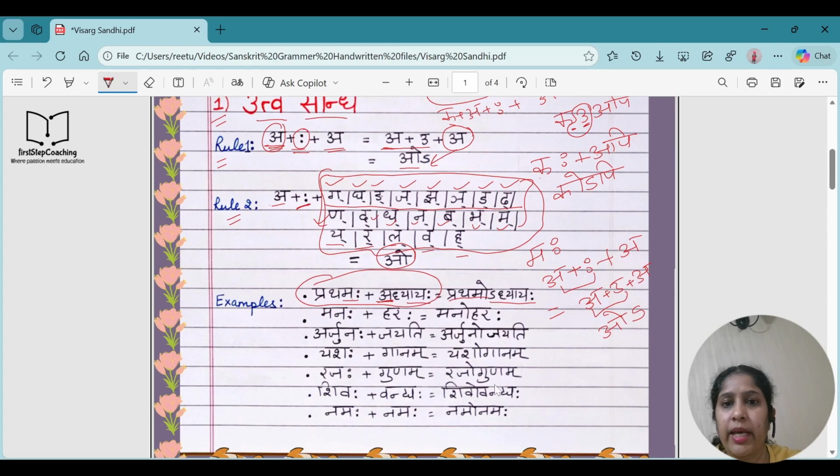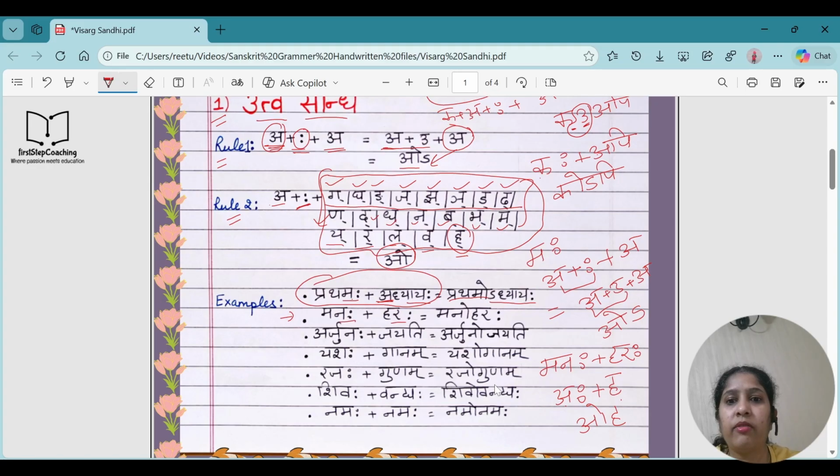Correct. Now if we see the example, it is manaha plus haraha. What is happening? The first word is ending with a and a visarg, and the second word is starting with ha. Ha is actually in our rules, so yes, that is valid for Utva Sandhi. Now a and visarg will change to o and ha will stay as it is. Other than that, there will not be any change anywhere. If it is a vyanjan, then no change anywhere. If it is a, then a will change to avagraha.